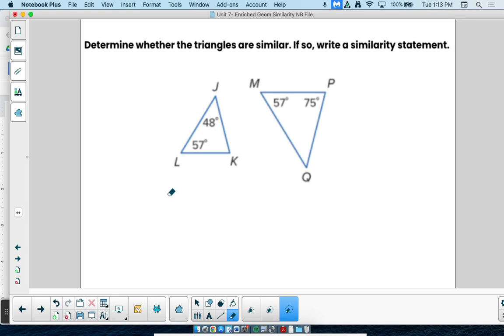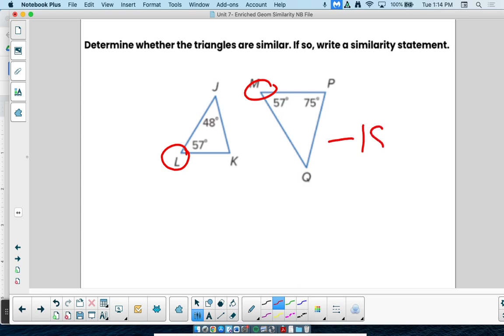Okay, let's look at the first one. So what are we looking for in these triangles? They have two congruent angles. Does angle L have a buddy? Yeah, M. What about angle J? How do we determine that? Because they're the same angle measure. So to find Q, subtract from 180, tell me what you get.